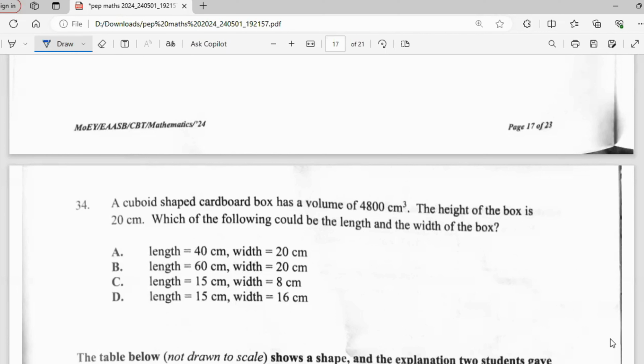A cuboid-shaped cardboard box has the volume of 4,800 centimeters cube. The height of the box is 20 centimeters. Which of the following could be the length and the width of the box?